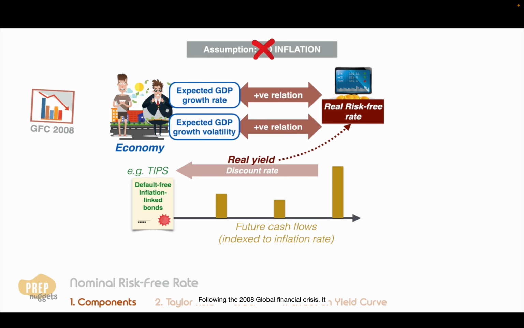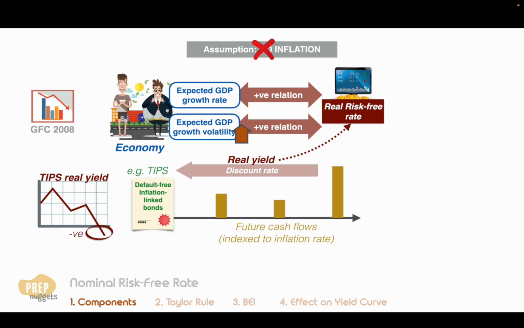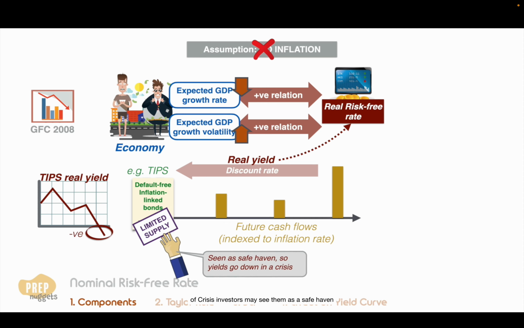Following the 2008 global financial crisis, it can be argued that the real yields on TIPS would increase as the expectation of higher volatility in GDP growth. However, the real yield on TIPS actually went negative. This may be explained by lower expectation of future real GDP growth. Also, it's important to note that inflation-linked bonds are often in limited supply, so in times of crisis, investors may see them as a safe haven, which can drive down their yields. This may explain why the real yield of US TIPS went negative.